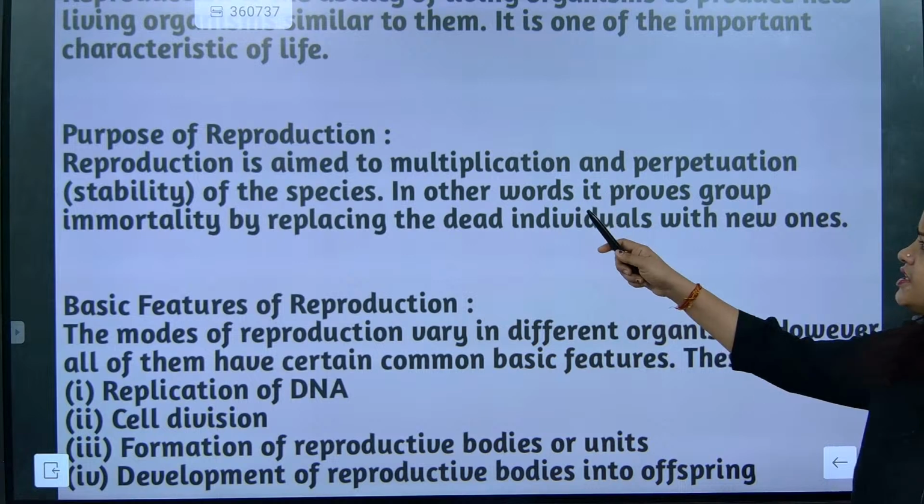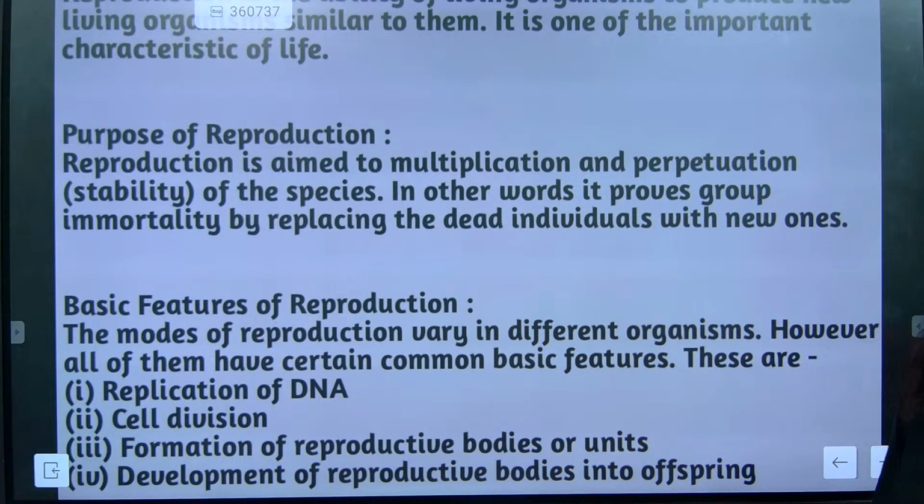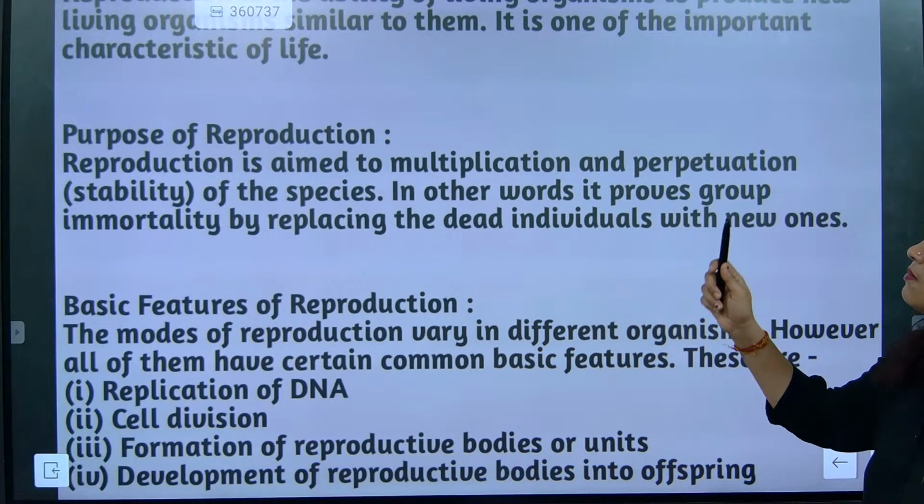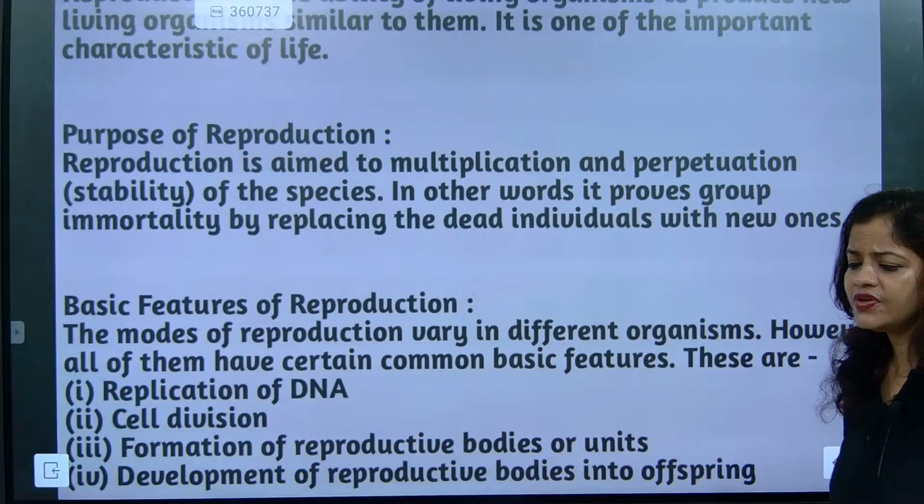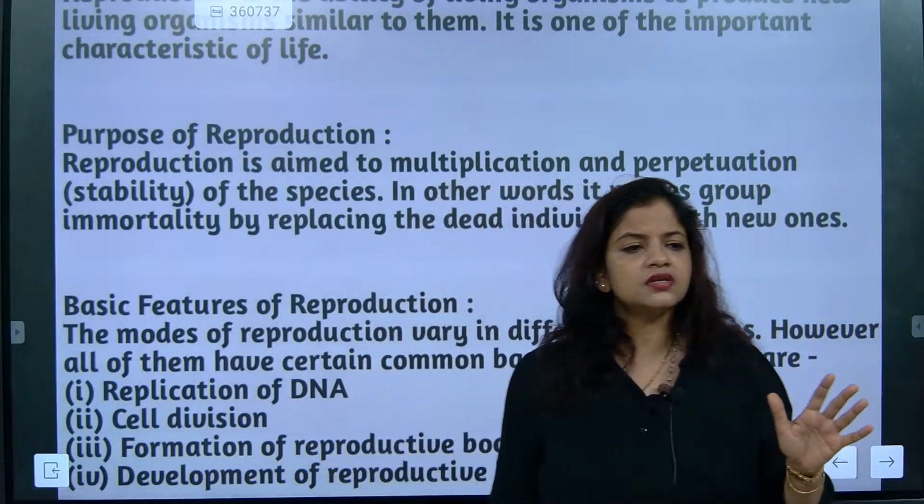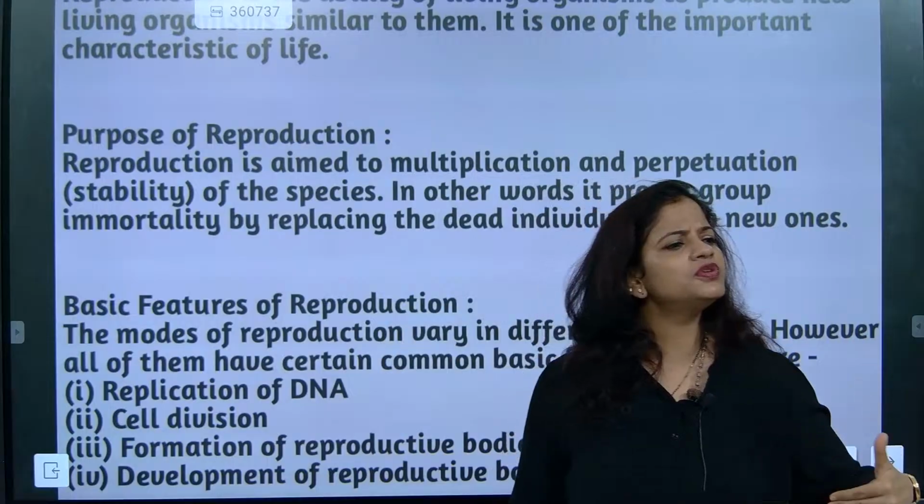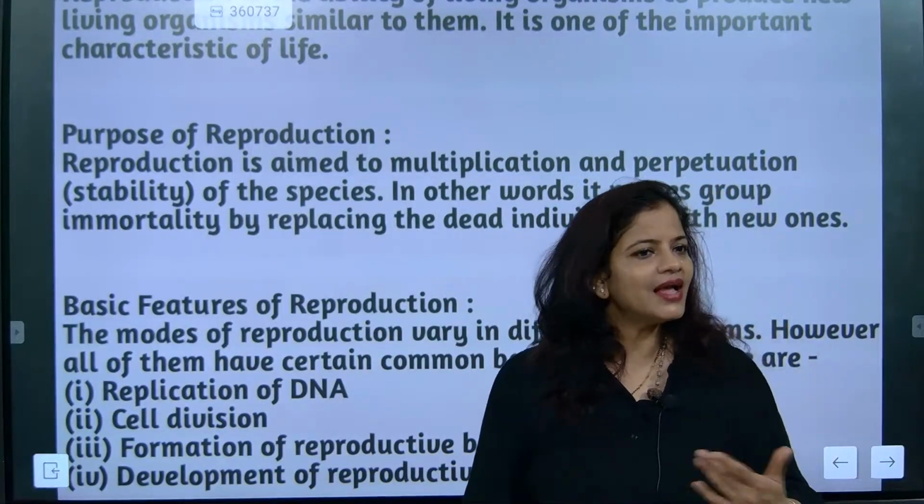So reproduction is aimed at multiplication, perpetuation and stability of a species. In other words, it proves group immortality by replacing the dead individuals with new ones. Once one individual is dead, another is coming. Like that it is there.